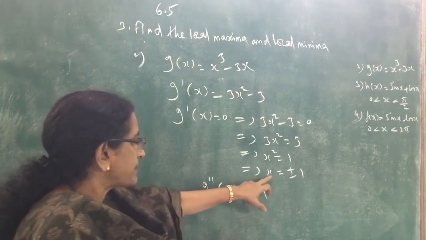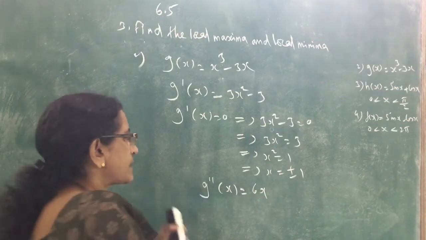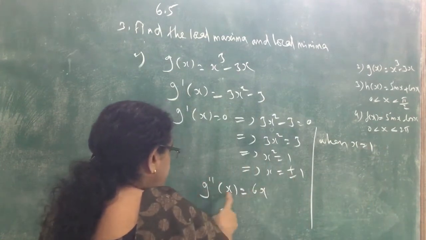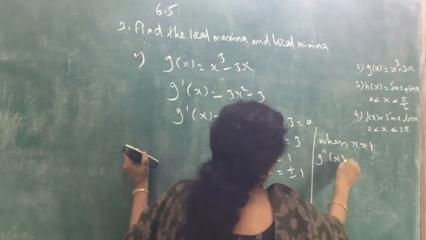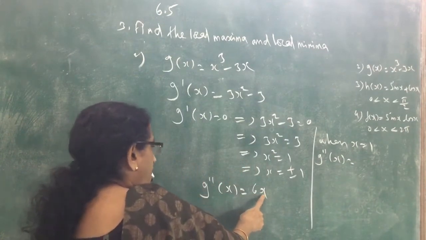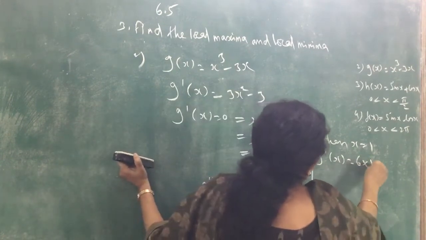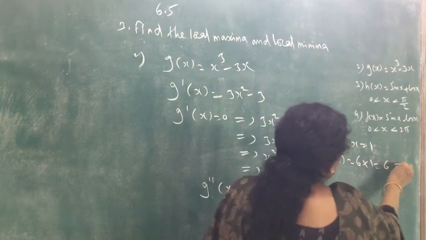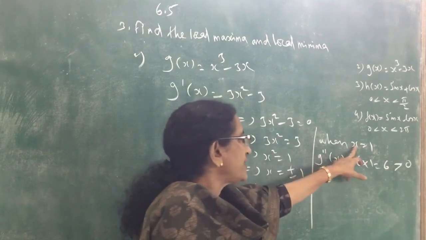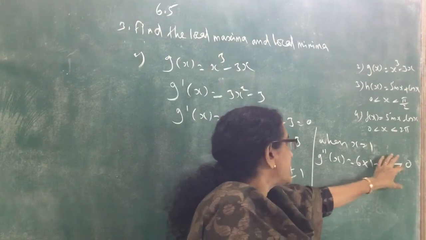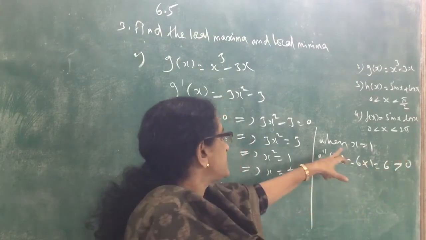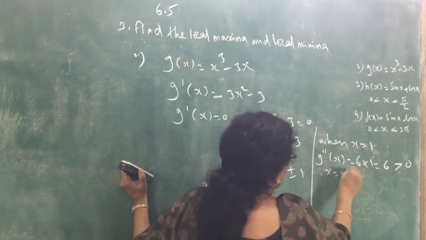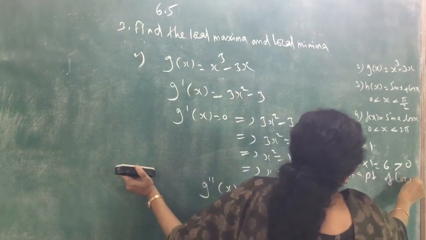Now we substitute these points one by one. First, when x equal to 1, g double dash x equals 6 into 1, which equals 6. And 6 is greater than 0, positive. Therefore, x equal to 1 is a point of local minima, because the second derivative is greater than 0.